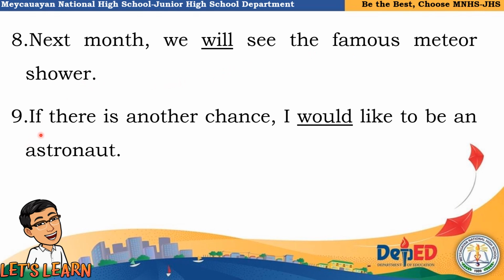Number 9, if there is a chance, I would like to be an astronaut. We use the modal would because it portrays a wish or preference, that if there would be another chance, the writer would like to be an astronaut.